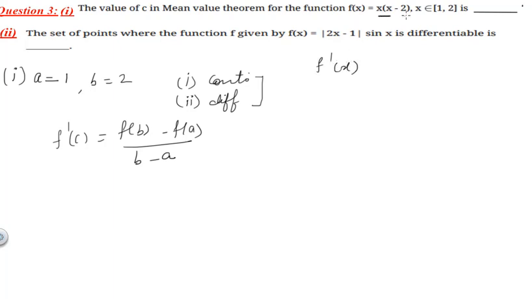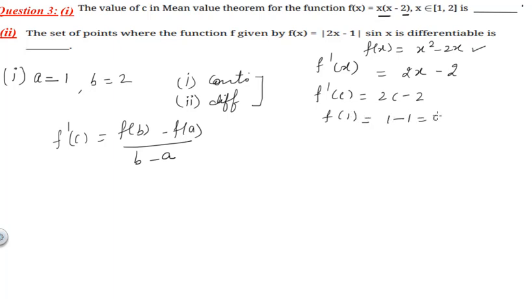The function is, let me write it first, the function. It is x square minus 2x. When we differentiate it, we get 2x minus 2. So f dash c will be 2c minus 2. Now let us find out f of a. That means f of 1. Put here 1. 1 minus 1 is 0. Let us find out f of 2, which is f of b. So it will be 2 square minus 2 into 2. It will be 0. Okay.